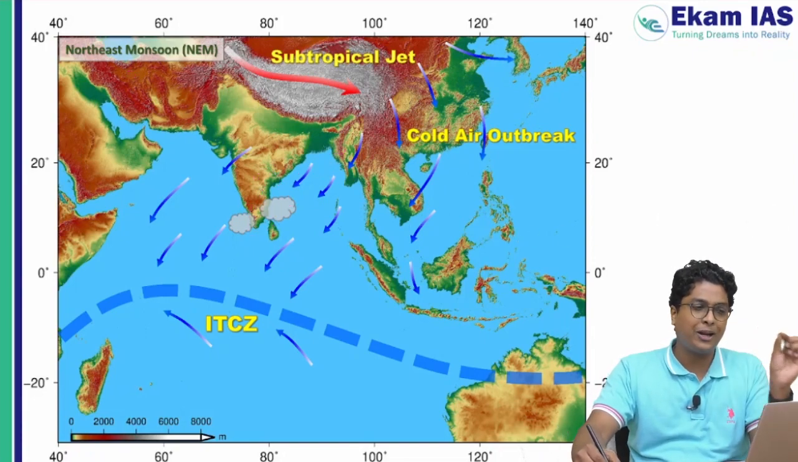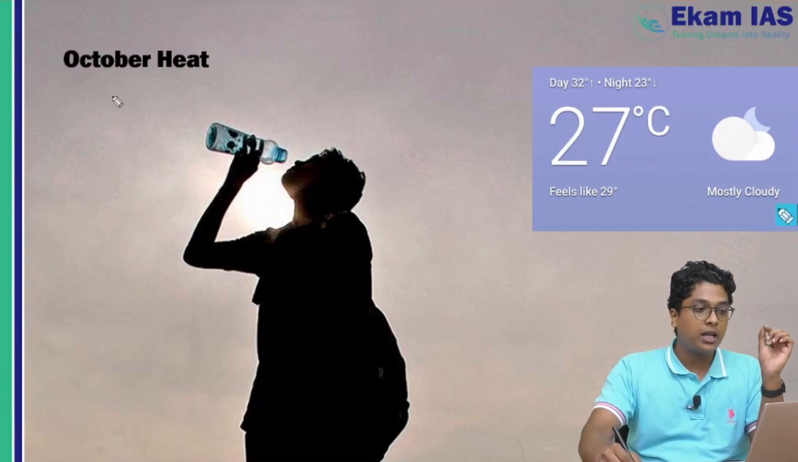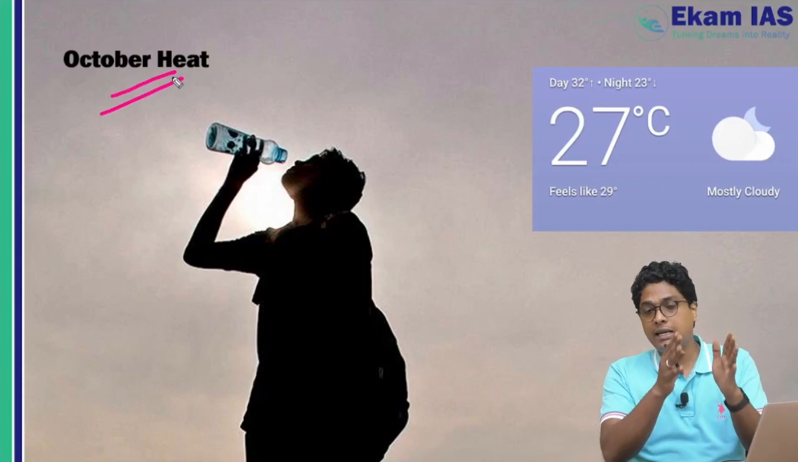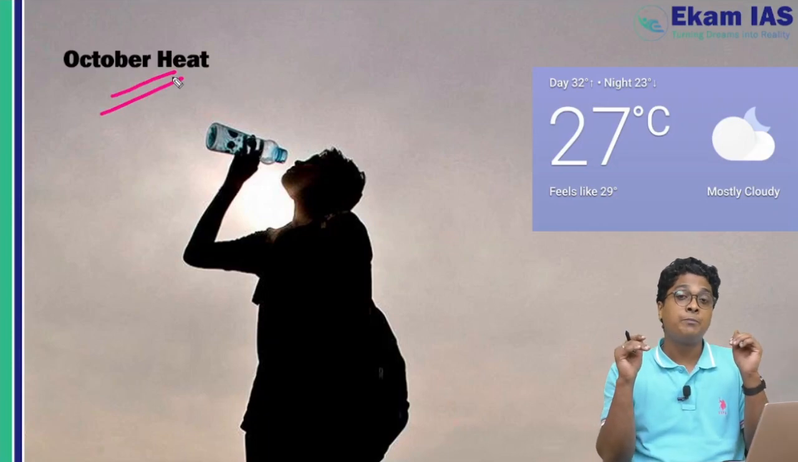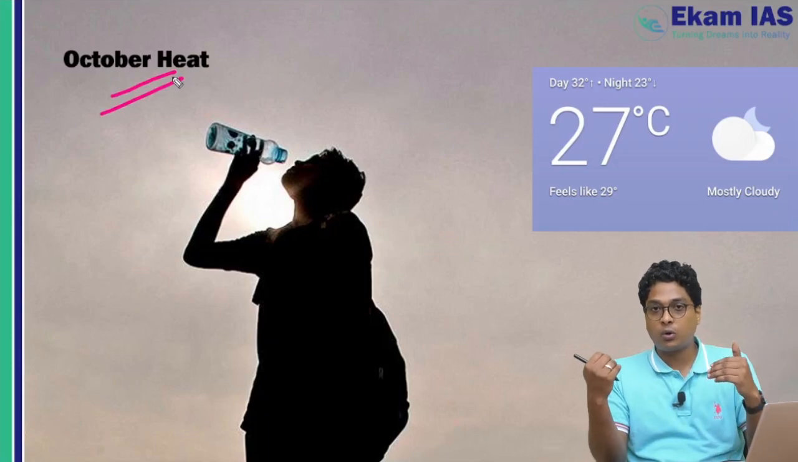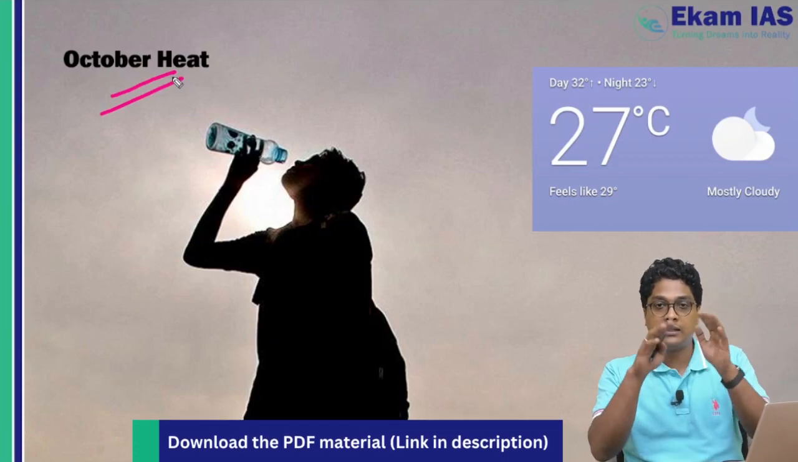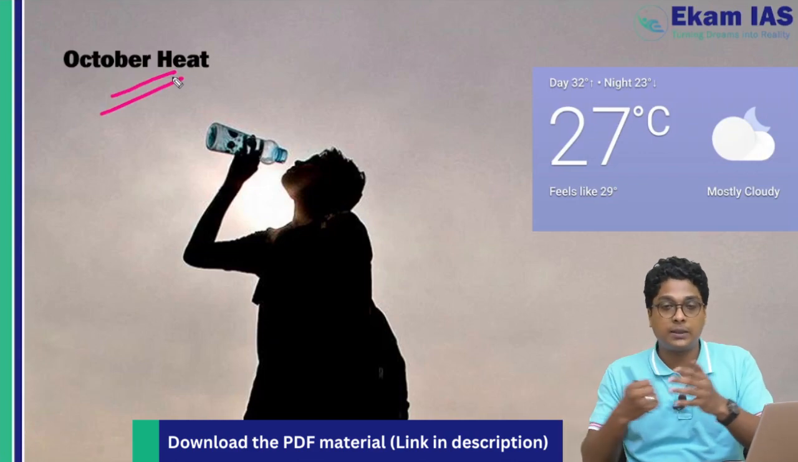A second thing that is mentioned in the NCERT is the October heat. This phenomenon you have to remember, October heat. Ideally by September end or the middle of October, the monsoon should have entirely withdrawn. Now think about the central regions in India, where the monsoon has withdrawn from the end of September.